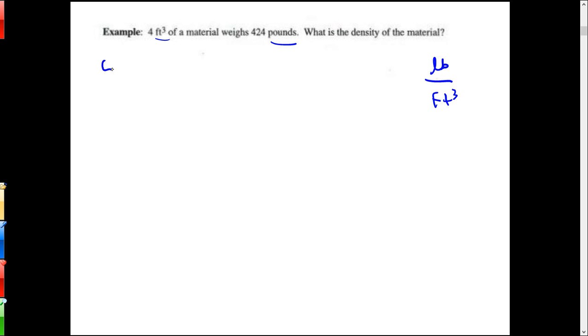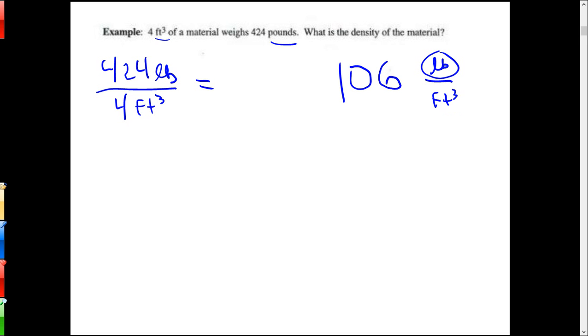What we've got here, we're going to put the pounds on the top, and that's 424, and then put the cubic feet on the bottom. Now I'm going to take the numbers and work with them. I'm going to take 424, divide it by 4, and get 106. And the units, I think of those like algebra variables, like X and Y. They just come along for the ride, so it's pounds over cubic foot. So that's how I do that. That's the density.